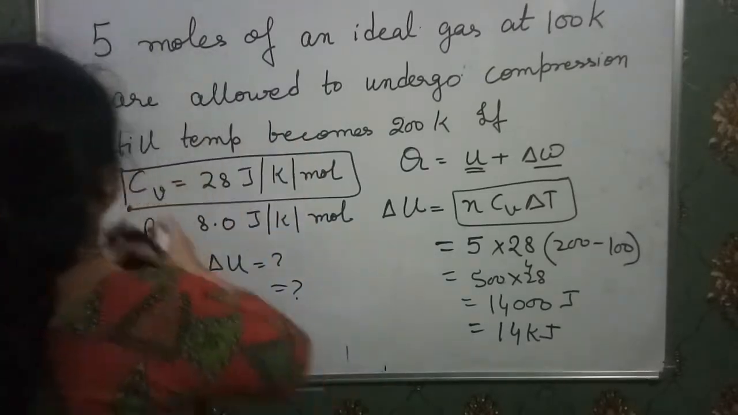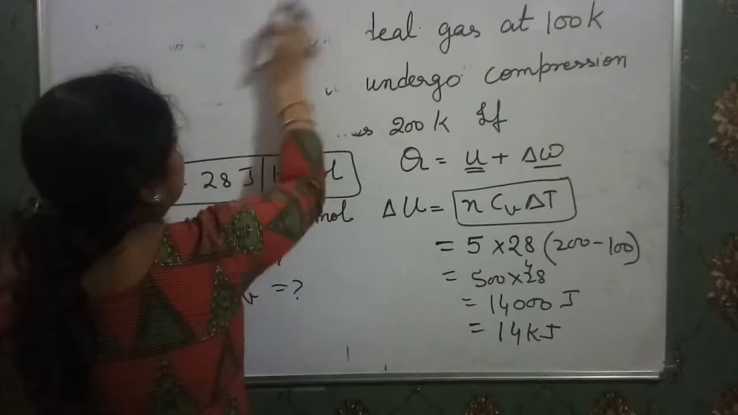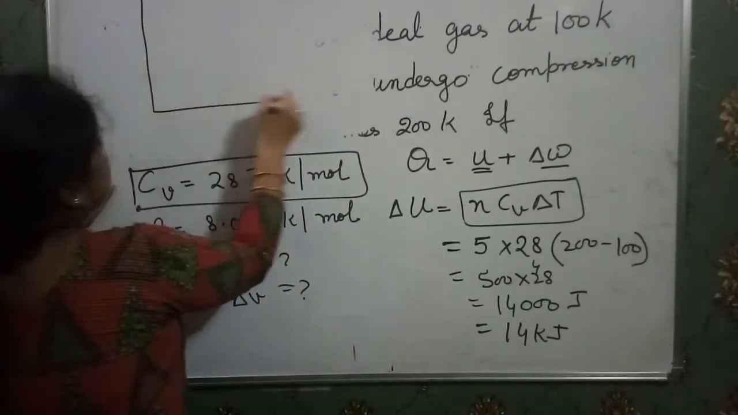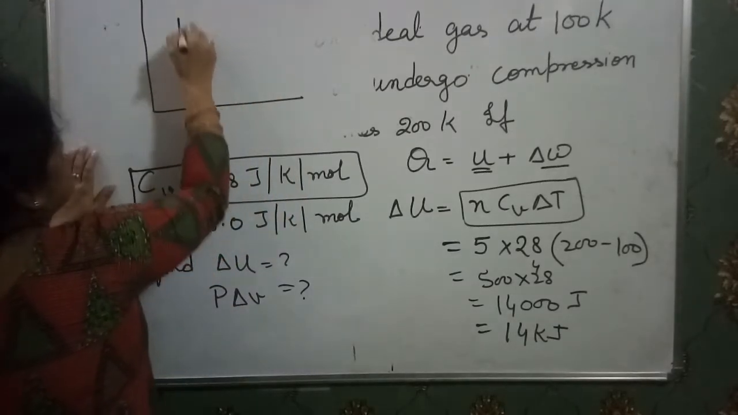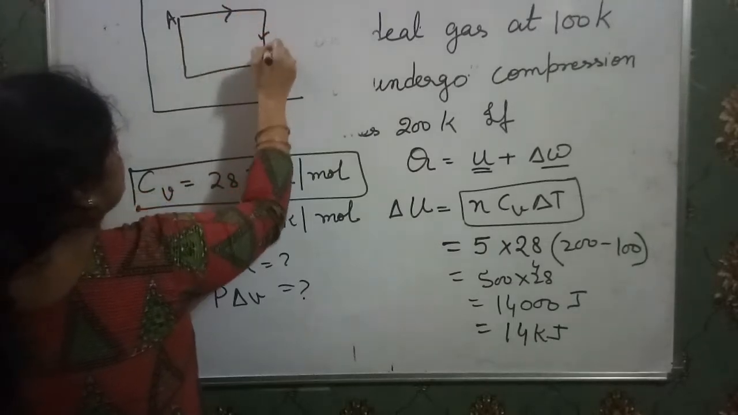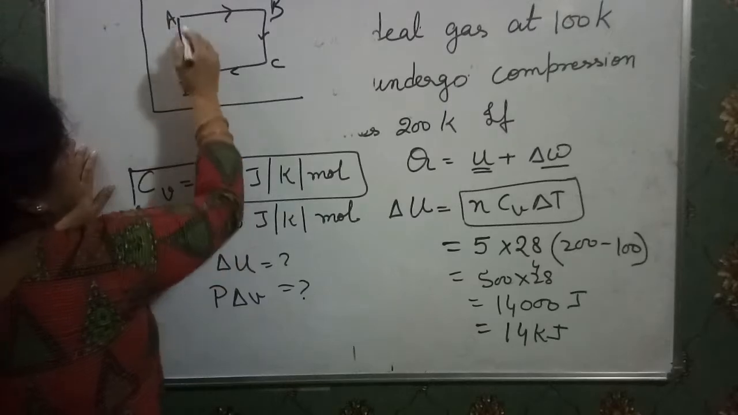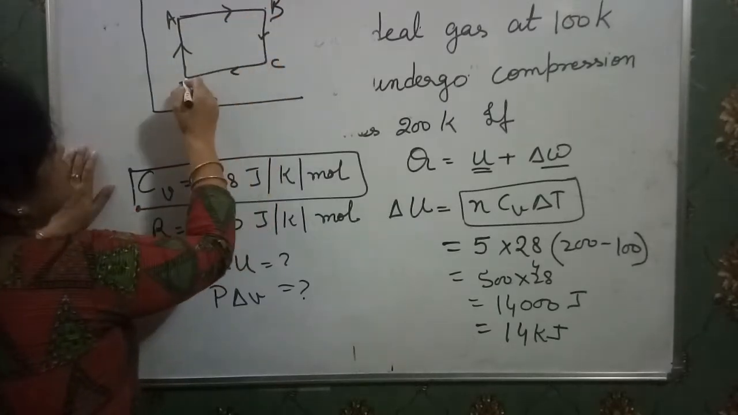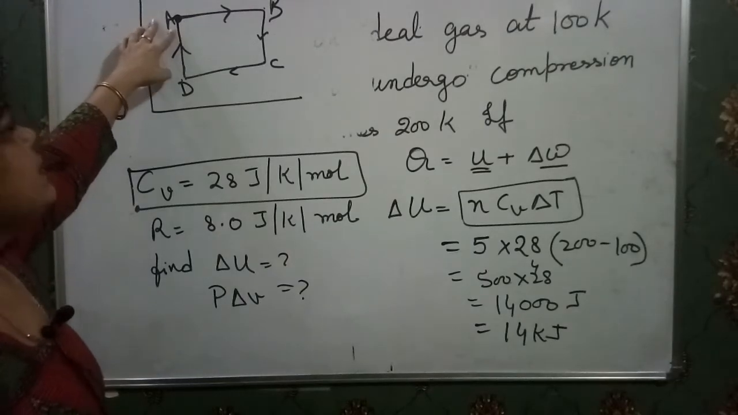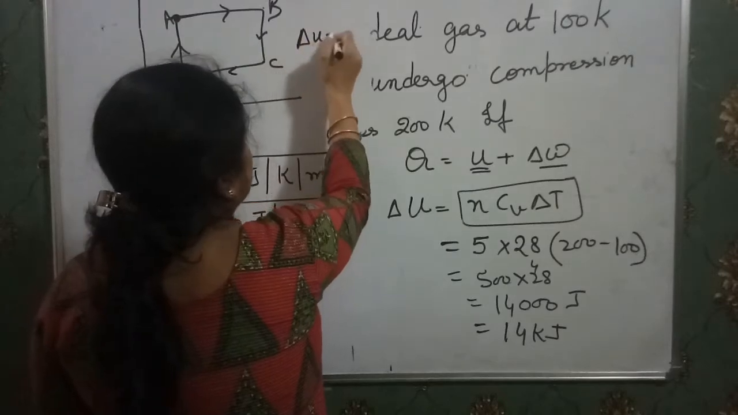One thing you should note about change in internal energy: for example, if we have a cyclic process, anything which goes from point A to B, B to C, C to D and D back to A, so it comes again to the position A, then for the cyclic process, the change in internal energy is 0.